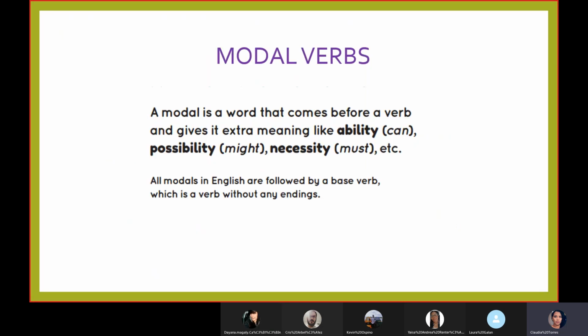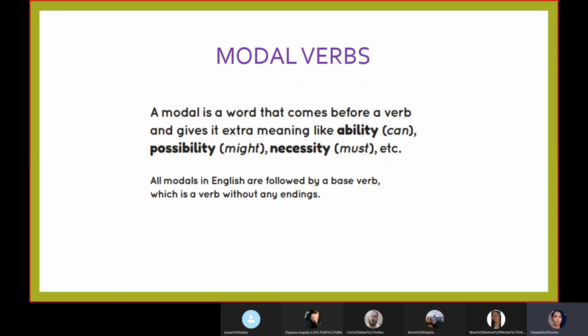Okay, so a modal is a word that comes before a verb and gives it extra meaning like ability, can, possibility, might, and necessity, must. So all modals in English are followed by a base verb. That means that you don't have to add any ending to the verb, right?